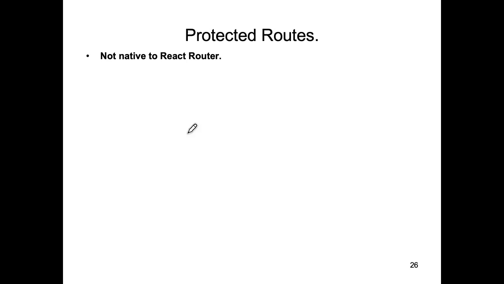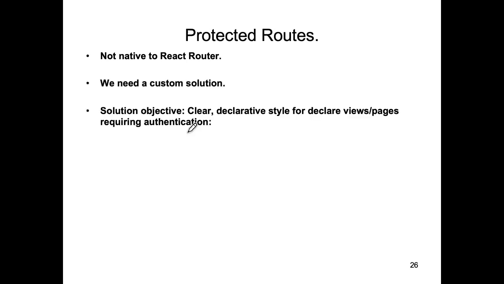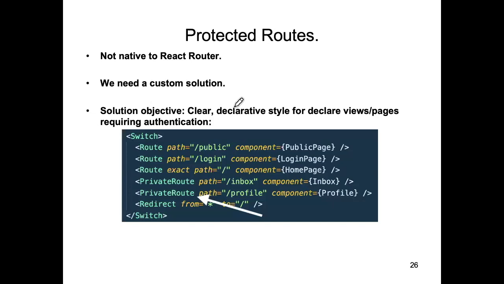I came across it in an article or blog that I read some time ago, and I played around with it and changed it a little bit. So we need a custom solution to this problem of implementing protected routes. And I guess we'd like our solution to be consistent with the whole React programming model. So we'd like it to be declarative and clear. Obviously all coding should be clear, but declarative is the key thing. We'd like a declarative way of expressing a route as being a protected route.